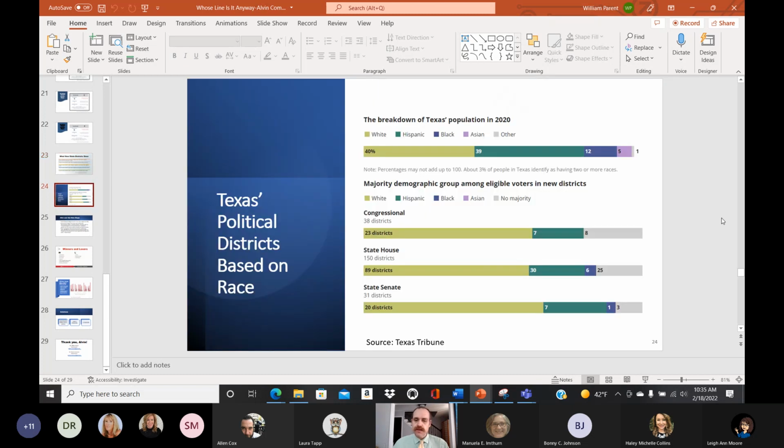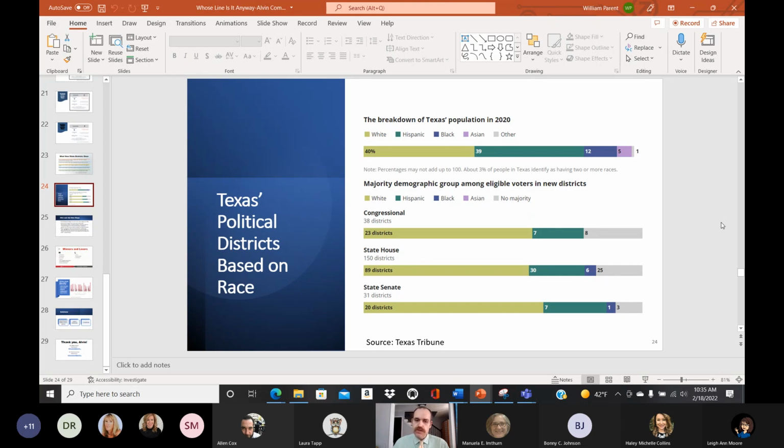So this slide is pretty impactful because it shows you the breakdown of the Texas population. Around 40% of the state's population is white, around 39% is Hispanic, around 12% is black, and around 5% of the state's population is Asian.